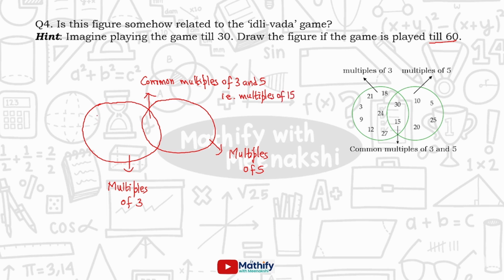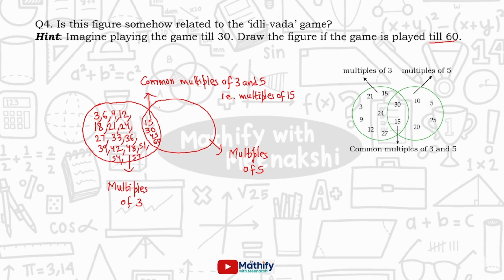So let's start. If a number is a multiple of 3, you will write here. If a number is a multiple of 5, you will write here. And in common, you will write multiples of 15. So let's start. 3, 6, 9, 12. 15 we will write here. Then 18, 21, 24, 27, 30 will be written here. 33, 36, 39, 42, 45 here. 48, 51, 54, 57, and 60 you will write here.